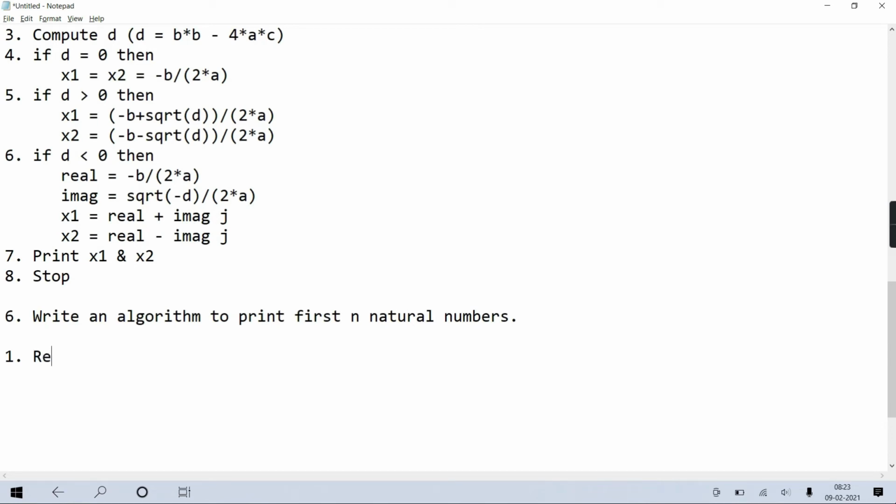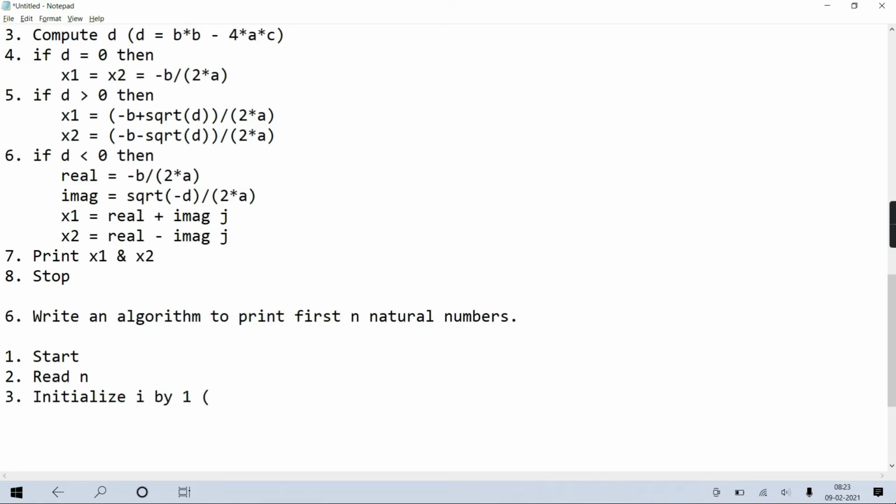So the first activity is start. Second, read n. N means how many natural numbers you want to print. First n natural numbers, so that n I have to accept from the user. Next, I can write it like this: initialize I by 1.